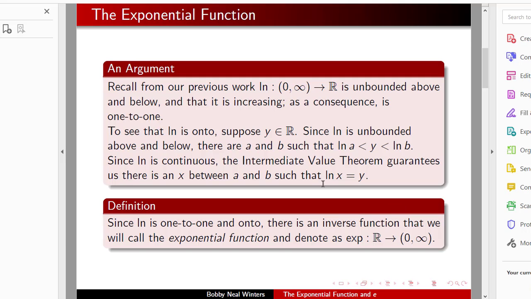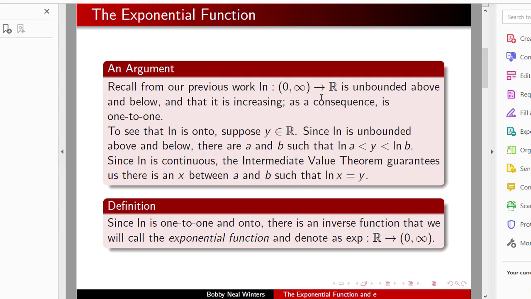Recall from our previous work that the natural log is a function that takes the positive real numbers into the real numbers, and it's unbounded above and it's unbounded below, and that it is increasing. And so since it is increasing, it is therefore 1 to 1.